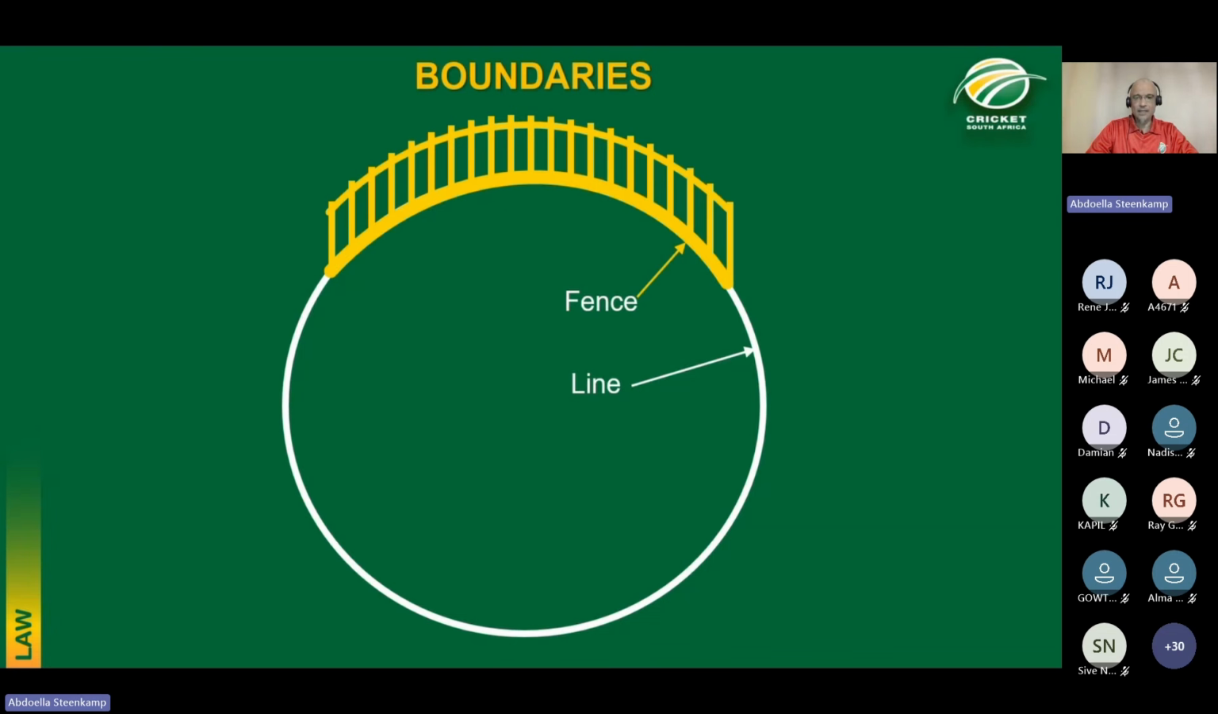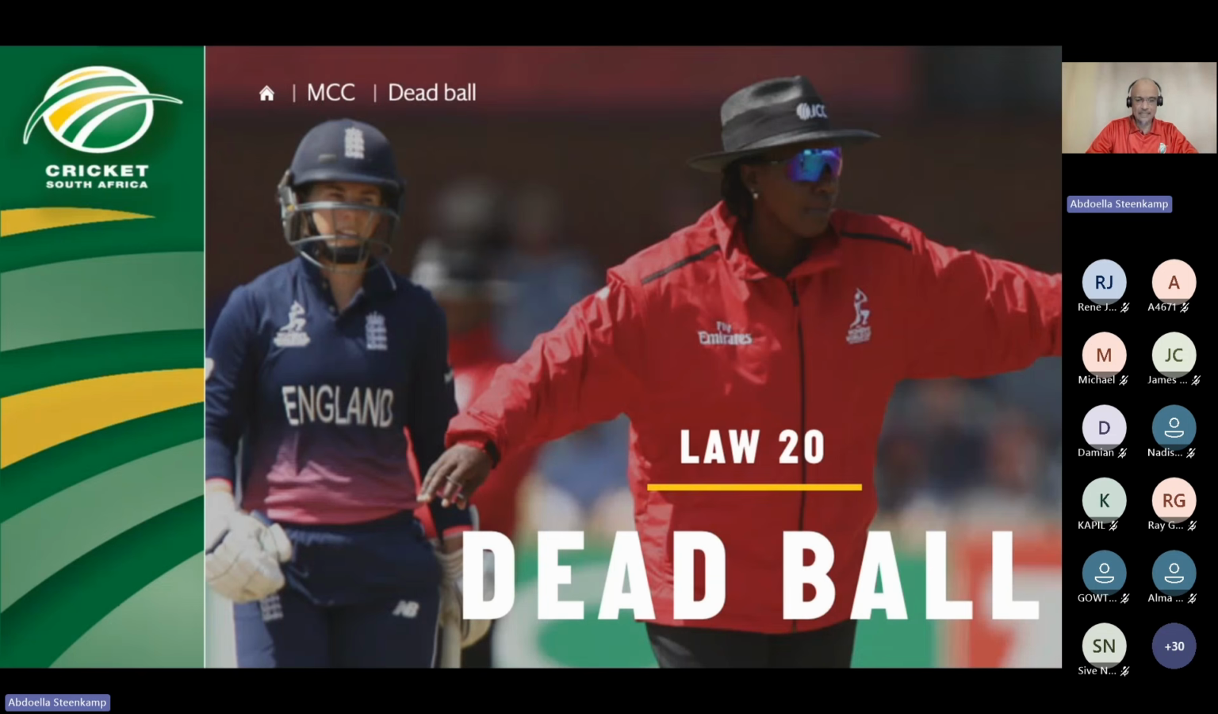If there is a line or fence, the inside edge of the line or the fence is seen as the boundary. Similarly for a rope, post, or flags. The edge nearest to the pitch, the inside edge of that line, post, rope or fence, is seen as the boundary.